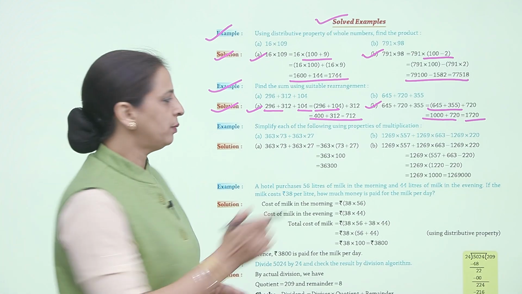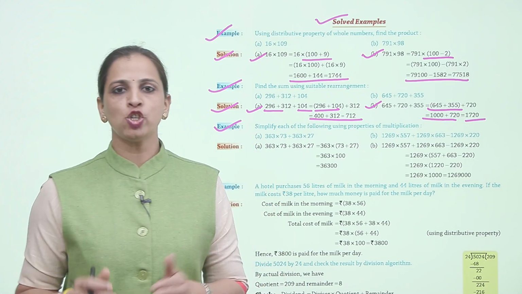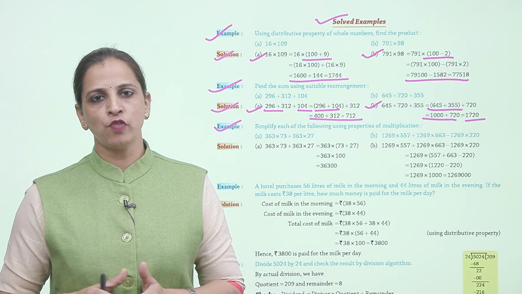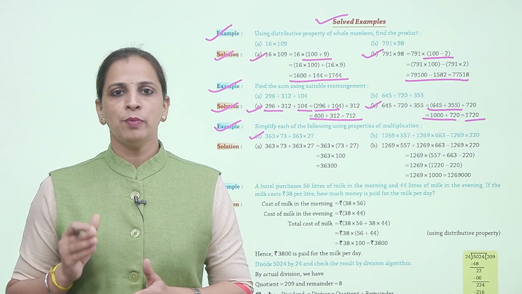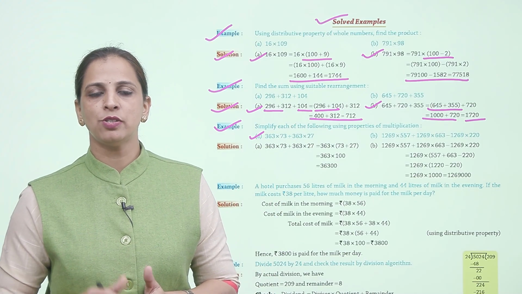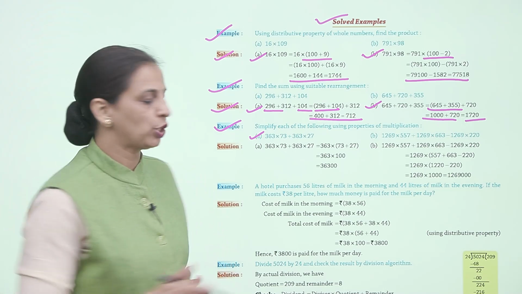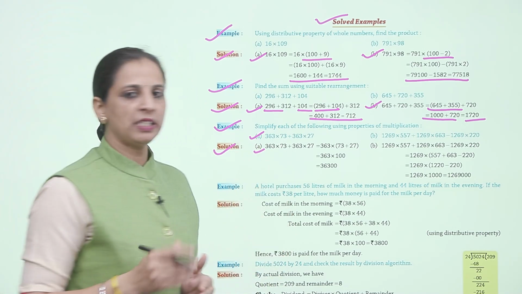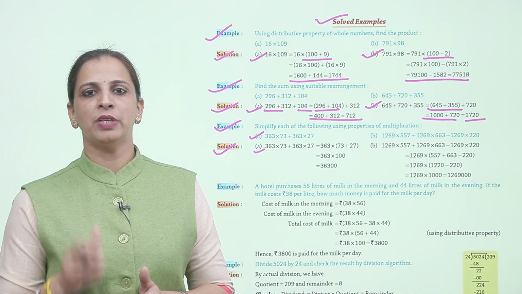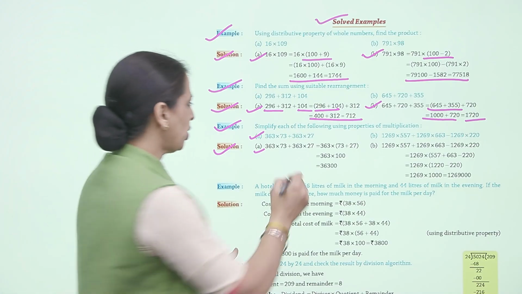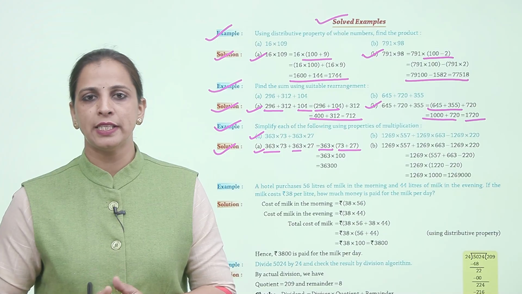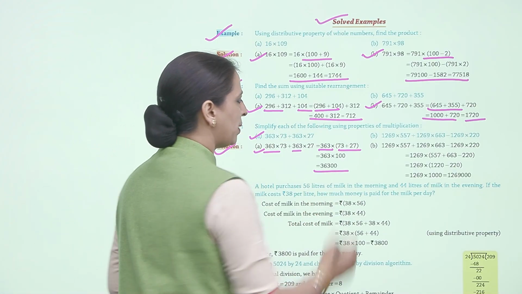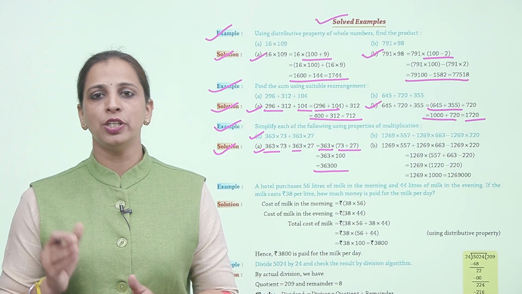Now next example: simplify each of the following using properties of multiplication. A part, 363 multiplied by 73 plus 363 multiplied by 27. Let's do the solution. 363 is common in both, so 363 multiplied by (73 plus 27), which becomes 100, multiplied by 363 is equal to 36300.